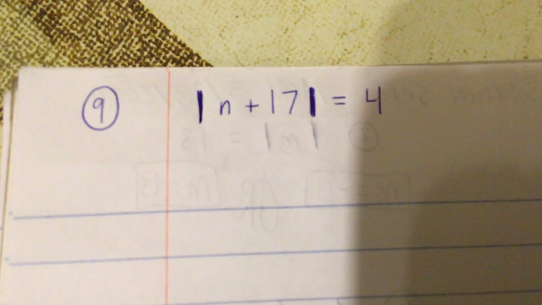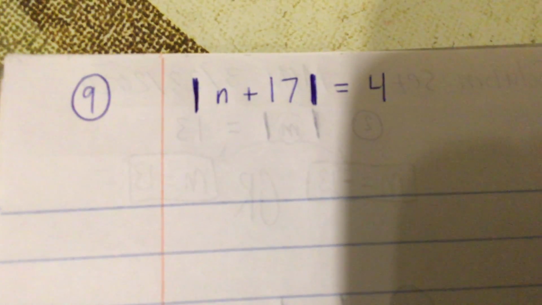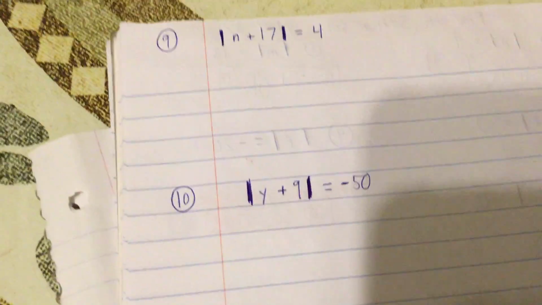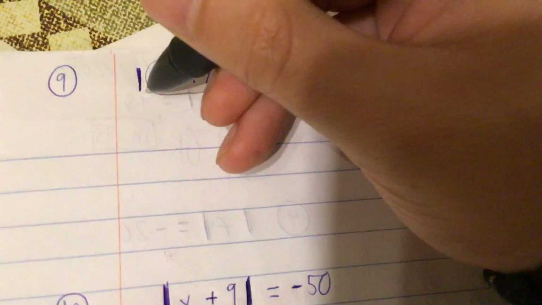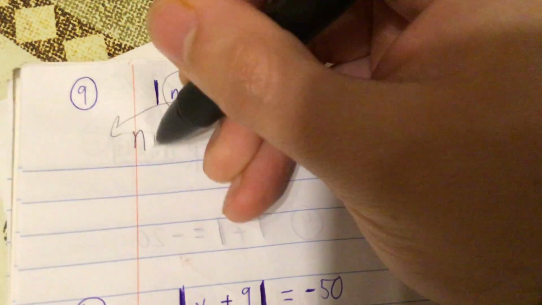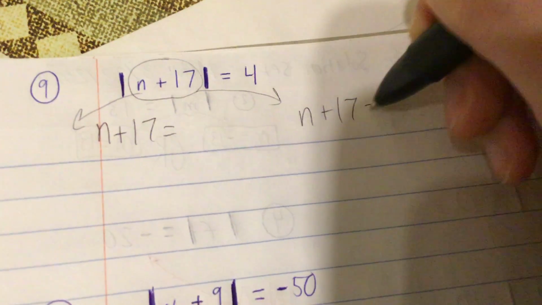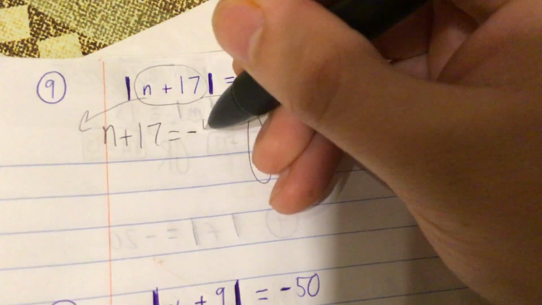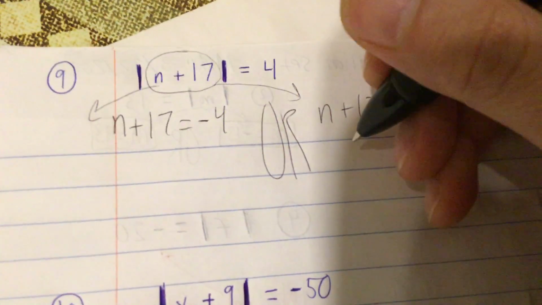So the absolute value of n plus 17 is equal to 4. Is this problem solvable? The suspense is killing me too. We have 2 solutions. So I'm going to take the inside. So I've got n plus 17 can be equal to 4, or n plus 17 is equal to negative 4, because I want to get a distance of 4 and I need to account for forwards and backwards.